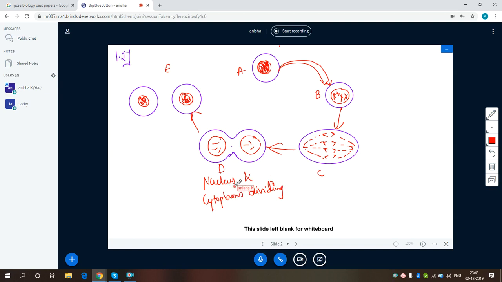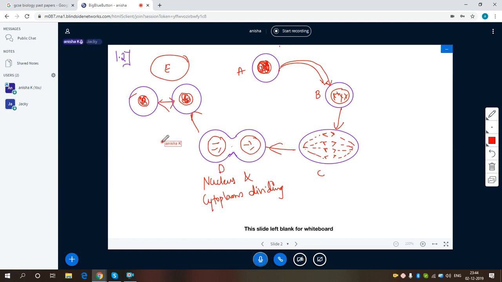The answer you have written, the cell has made a copy version of it, will apply to figure E, not to figure D. Because only in figure E can we say that both of them have separated, right? But here they are still on the verge of getting separated. Clear?